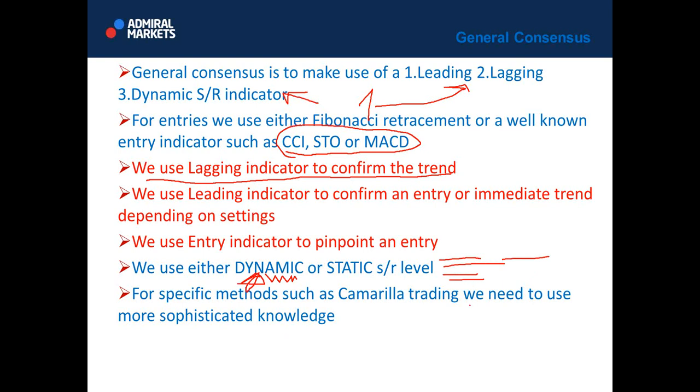For specific methods such as Camarilla trading, of course, we need more sophisticated knowledge. A trader asked me what Camarilla is. Camarilla is one of the most advanced indicators, which shows perfectly the L3 and H3 levels that we use to trade intraday. It's basically a pivot point indicator, but in my practice it has been the most sophisticated, most profitable, and most accurate so far.